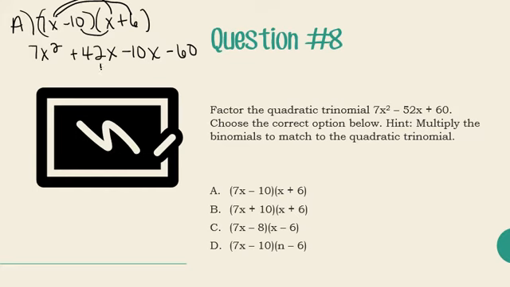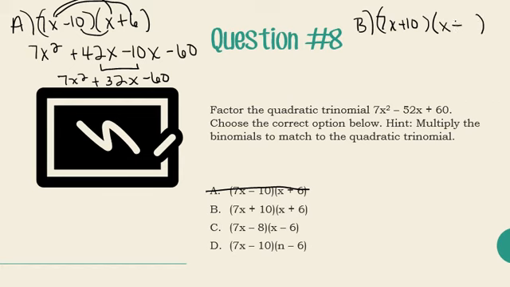And then negative 10 times 6 is going to give me negative 60. So when I simplify these middle two terms, 42x minus 10x gives me 32x. And I can see here that that doesn't match that middle term. So choice A isn't going to work for us. So then I'm going to test choice B to see if this would be the correct factored term.